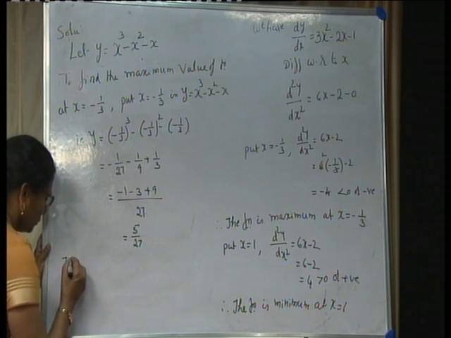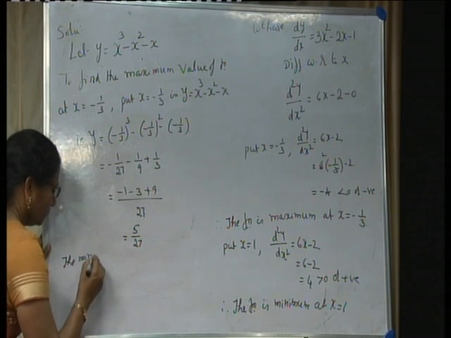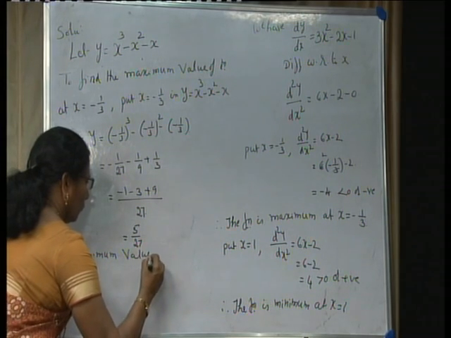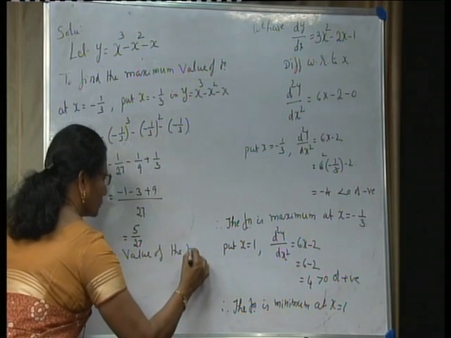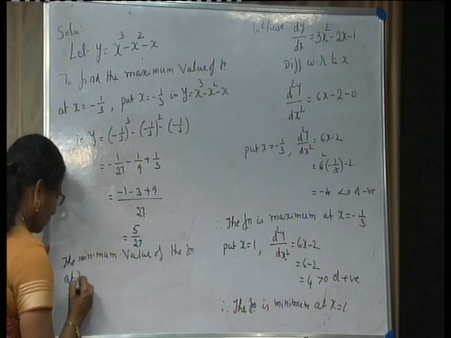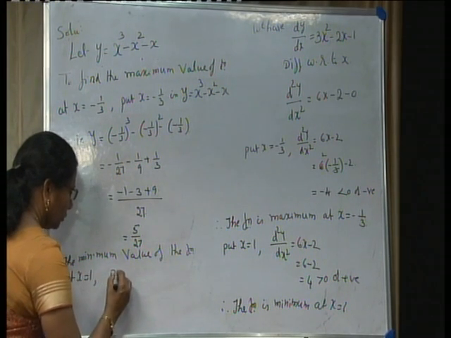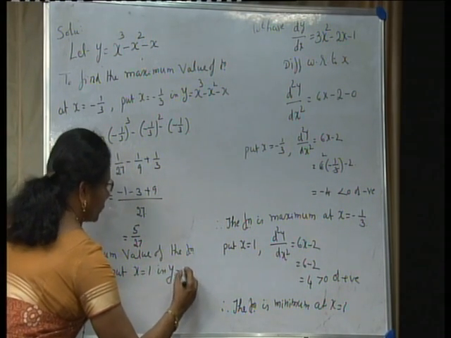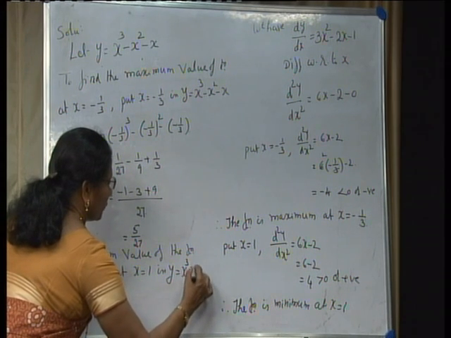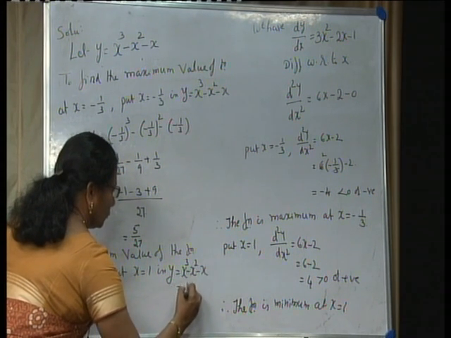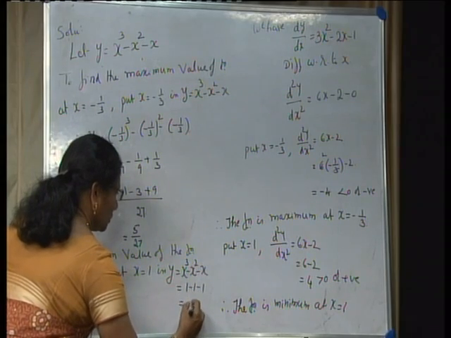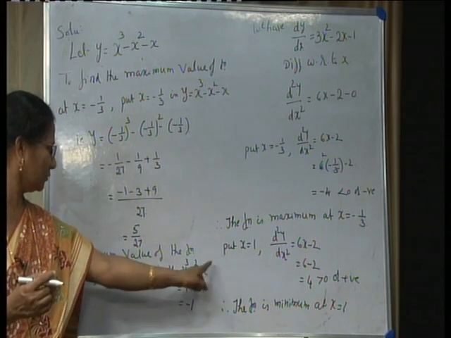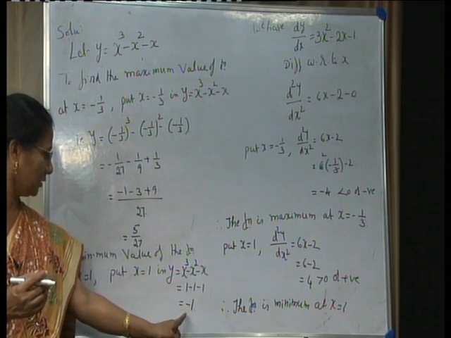The minimum value of the function at x is equal to 1, put x is equal to 1 in y is equal to x cube minus x squared minus x, 1 minus 1 minus 1. So, this is equal to minus 1. Say x is 1, cube 1, squared 1, plus 1 minus 1 get cancelled, minus 1 is there.